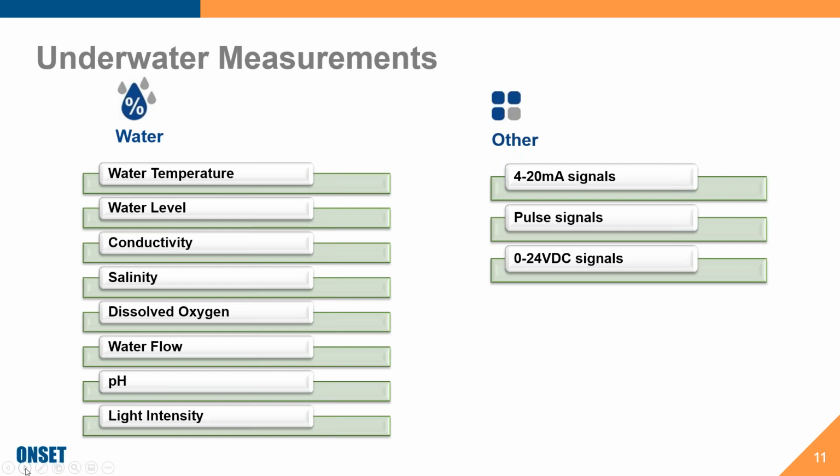Other signals that we can accommodate, even for water, is 4 to 20 milliamp. People could theoretically be attaching a flow meter, which could be a 4 to 20 milliamp signal, or a pulse, which would give you a totalization from a flow meter. Those are done with our web-based stations. And the 0 to 24 volt DC signals are always an option.